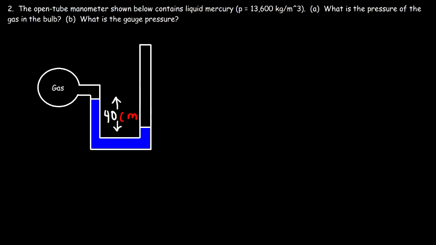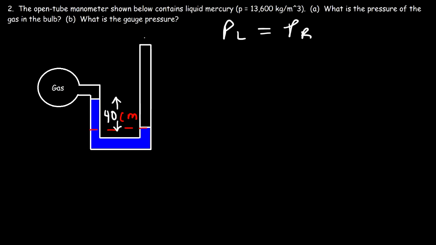Number 2, we have the same exact problem, however there's only one small difference, and that's the way the fluid is distributed. So go ahead and calculate the pressure of the gas in the bulb and also the gauge pressure. So let's say this is the reference level, and keep in mind the downward pressure exerted on the left side of the tube is equal to the downward pressure exerted on the right side of the tube.